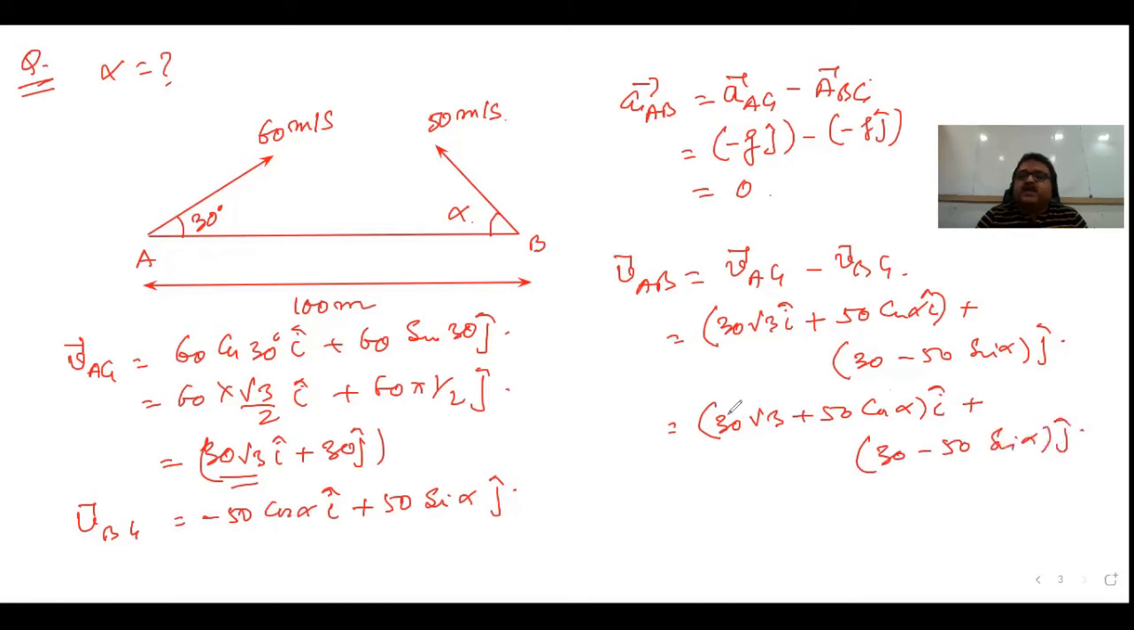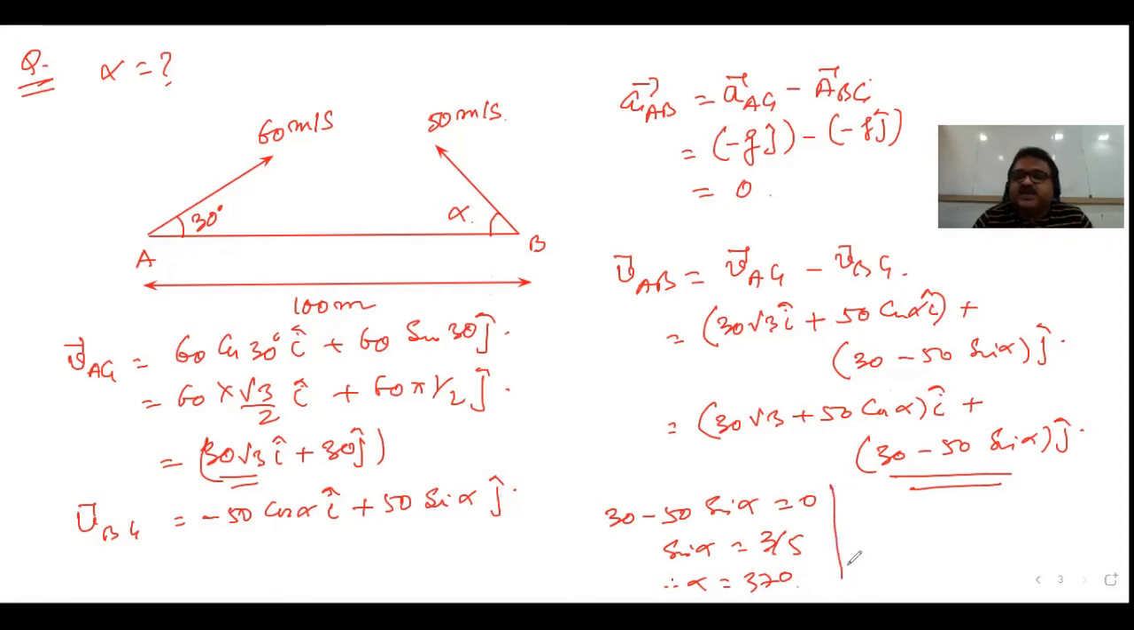Okay. Now, as I told you, in order to make a collision, the y component must always be equal to 0. So what is the condition of collision? The condition of collision is simple: 30 minus 50 sin alpha equal to 0. Hence sin alpha equal to 3 by 5. Therefore, alpha is nothing but 37 degrees. So this is the first part of the problem.